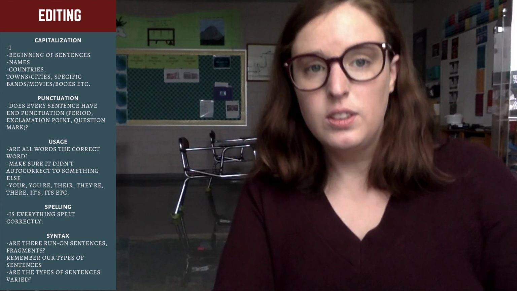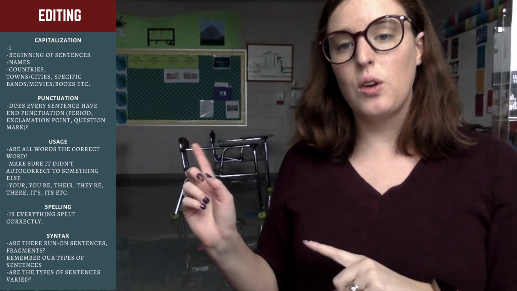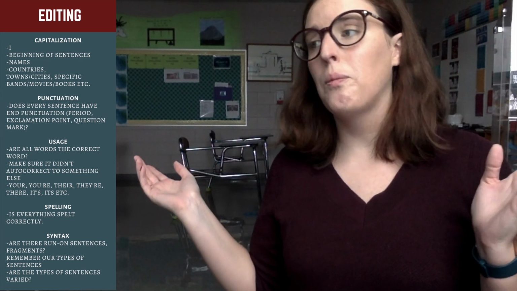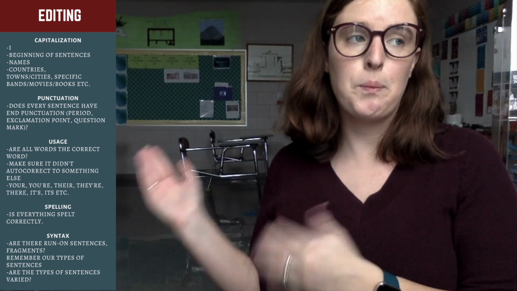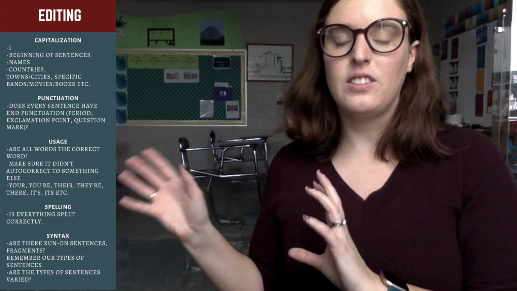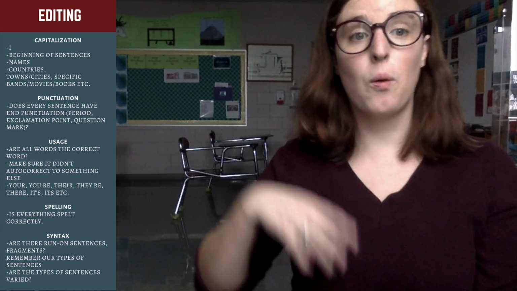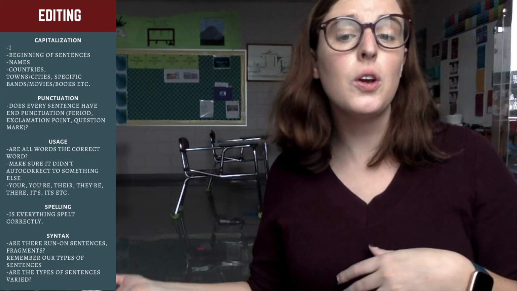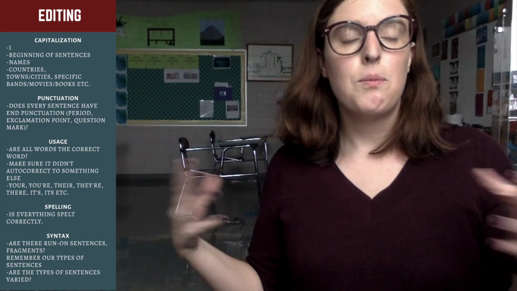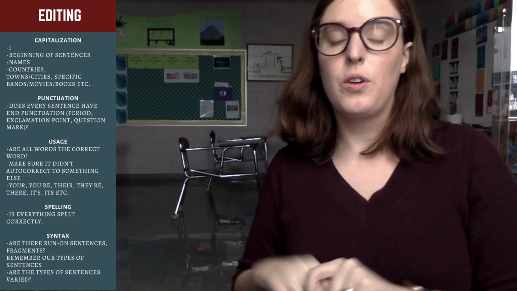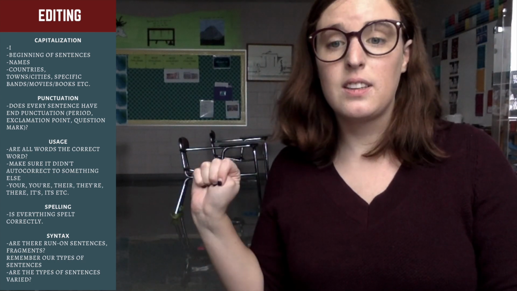Next, you're going to look at usage, and you're going to make sure that you are using everything correctly. So autocorrect is wonderful unless it puts a word that you don't mean. So you want to make sure the usage is correct that way. And this also applies to things like the your and you're, there and their, to and too, it's and its, making sure you're using the correct one. Then go through and look to make sure everything's spelled correctly.